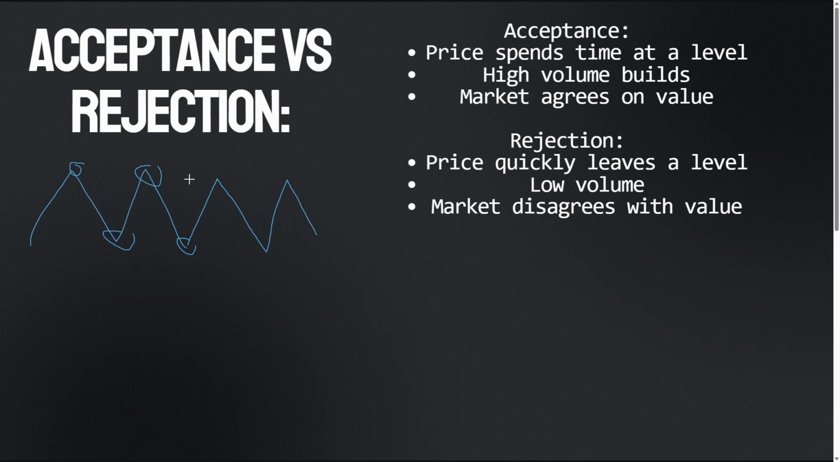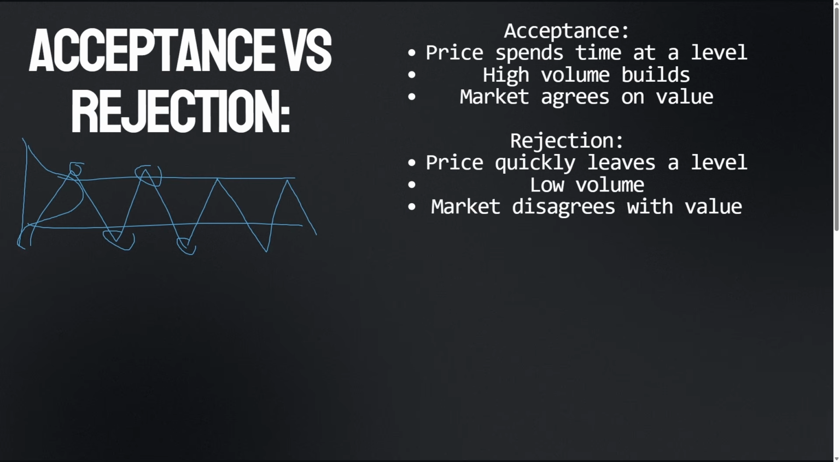So you get this mean reversion from your distribution. It's just mean reverting from the highs to the lows, and then from the lows to the highs. Now, actual rejection.